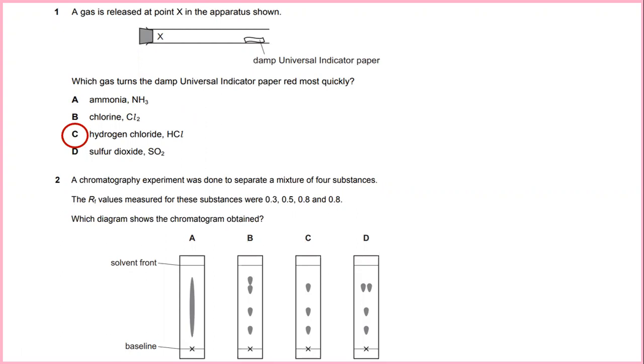A chromatographic experiment was done to separate the mixture of 4 substances. The Rf values measured for the substances were 0.3, 0.5, 0.8, and finally 0.8. Which diagram shows the chromatogram obtained? So, to answer this question, the answer for number 2 will be C.